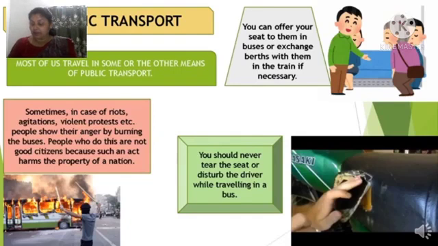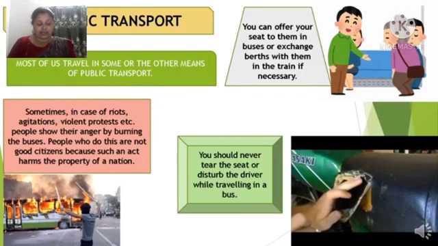Here some do's and don'ts are given. What we have to do: we should be kind and considerate towards the co-passengers. We can offer our seat to them in buses or exchange berths with them in the train if necessary. We should never tear the seat or disturb the driver while traveling in a bus.